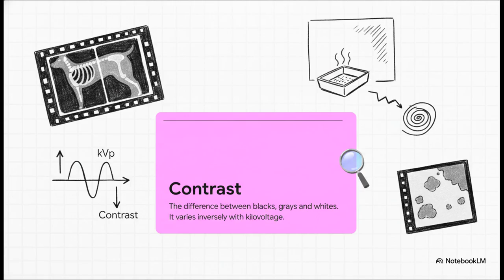Contrast is simply the difference you see between the blacks, grays, and whites on the film. But unlike density, contrast varies inversely with kilovoltage, or KVP. If you use a lower KVP, you're going to produce what we call a short scale of contrast. But honestly, you have to be so careful here. Even if you nail the settings, something like secondary scattered radiation, or even something as simple as using a developer that's too warm in the darkroom, can completely ruin your contrast.